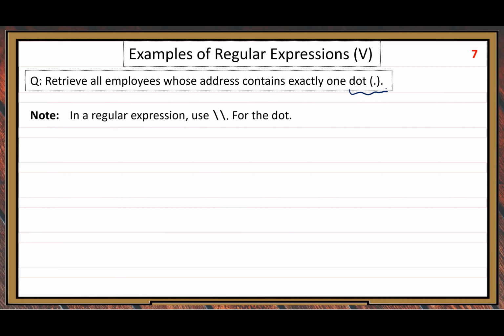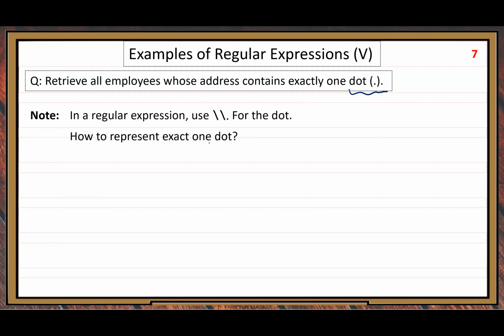Because in a regular expression, if you use this, then you mean the string contains at least one dot, right? But it could contain more than one dot. Think about that. It could contain more than one dot.